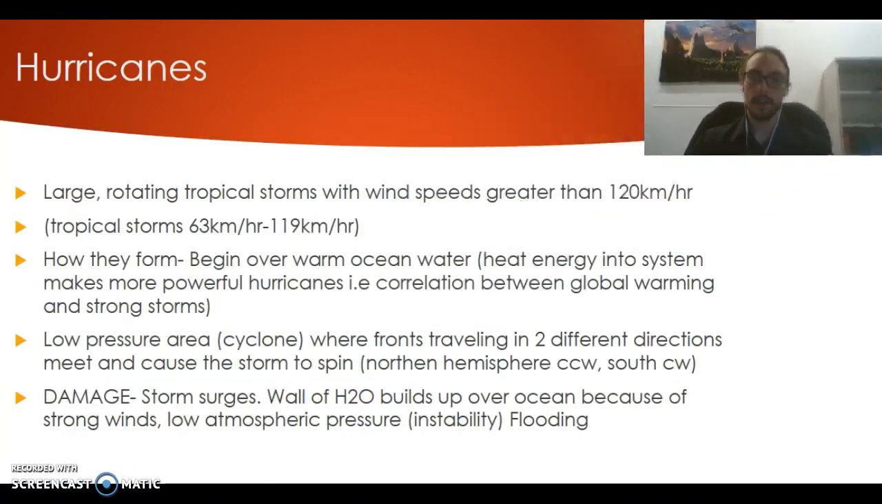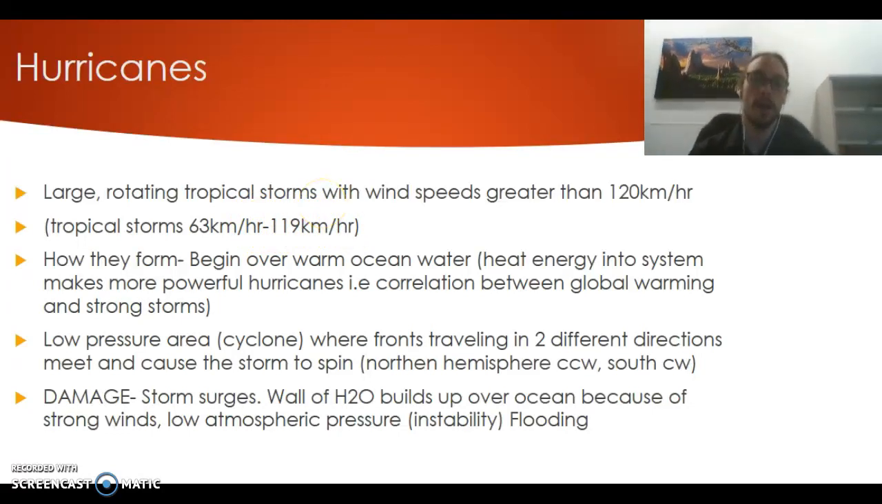Okay, so let's get on to hurricanes. Hurricanes are tropical storms. The only reason we call them hurricanes is because they're larger typically, but wind speed is what we're going to look at. Hurricanes are tropical storms with wind speeds greater than 120 kilometers per hour. That's very, very fast. Tropical storms are characterized by being 63 to 119 kilometers per hour, and they can still be very dangerous.